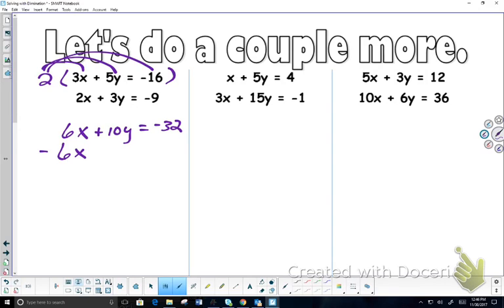Nice job. Second scenario. I'm going to change colors. This time I want to get -6x. You have to multiply by -3. Notice how all you did was swap those numbers when you multiplied, right? But they were both positive, so one of them had to become negative. So I got -3 times 2x gave me -6x. I got -3 times 3y. I got -3 times -9.